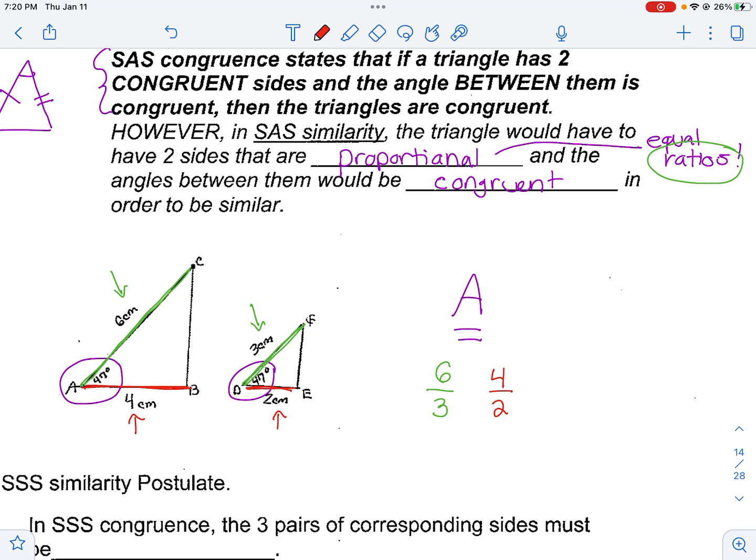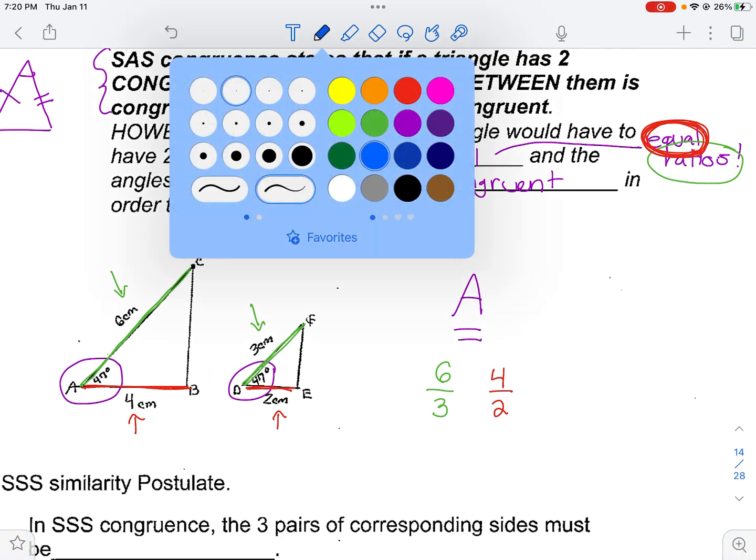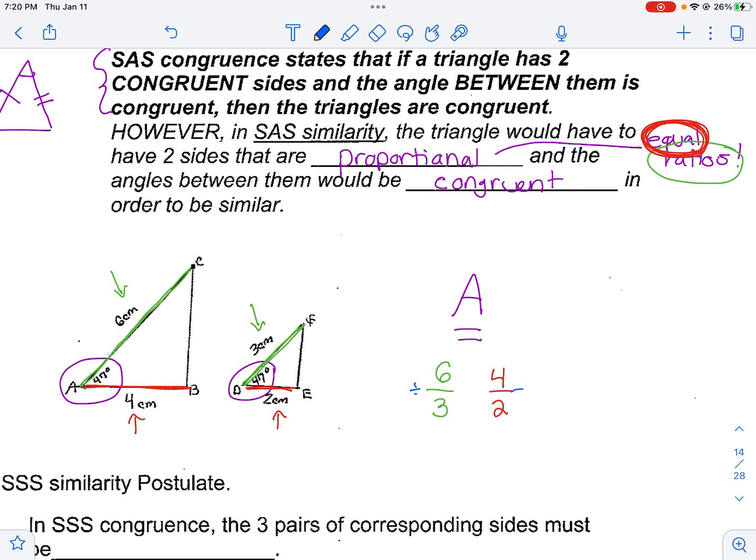All I have to do now is prove that these ratios are equal to each other. The first day, when we first started this unit, we talked about different ways to prove that these are equal. One way to prove that they're equal is just to divide. 6 divided by 3 is 2. 4 divided by 2 is 2. These two ratios are equal.